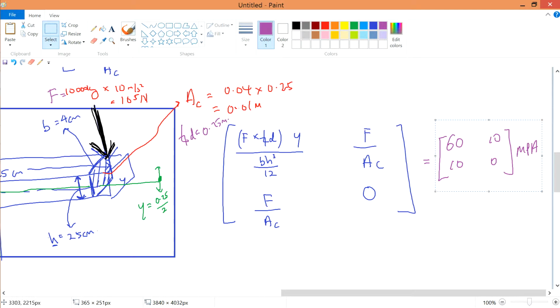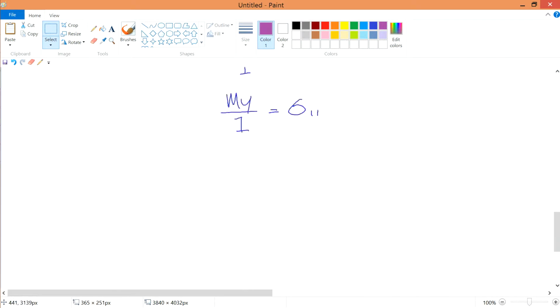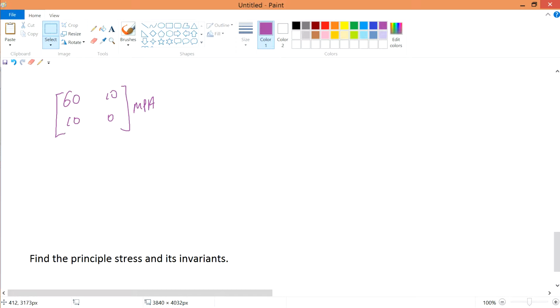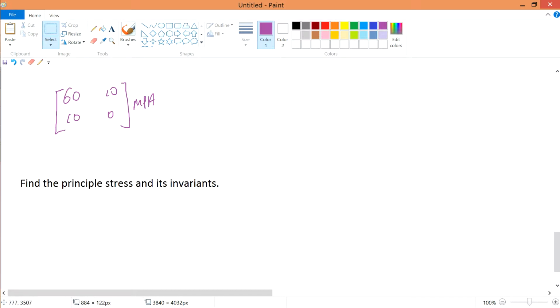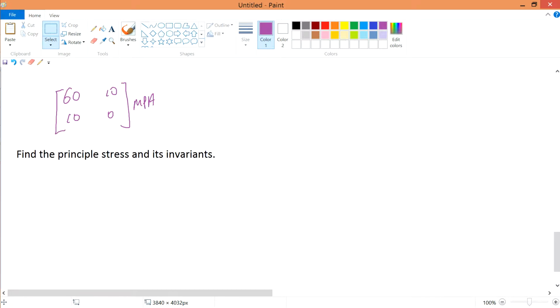Let me paste this stress state into a cleaner area. This is the part, and if you forget, this is our question: find the principal stress. Now we have our stress tensor, which I think you're already familiar with. Finding the principal stress is simply finding the determinant of it equal to 0.